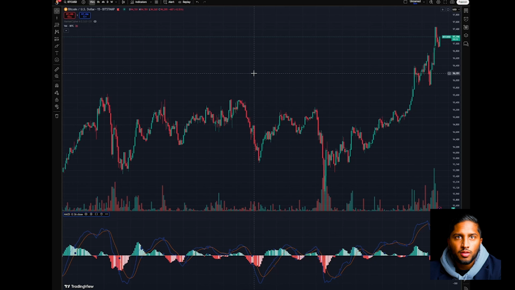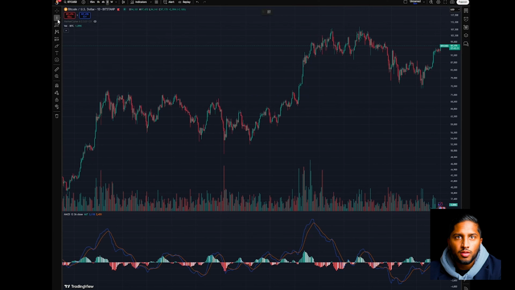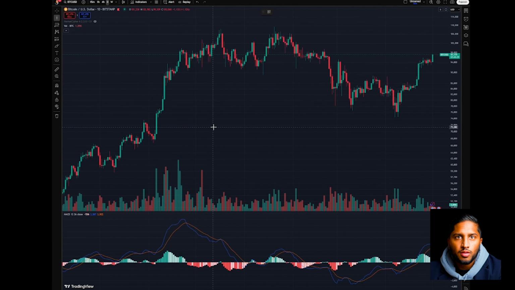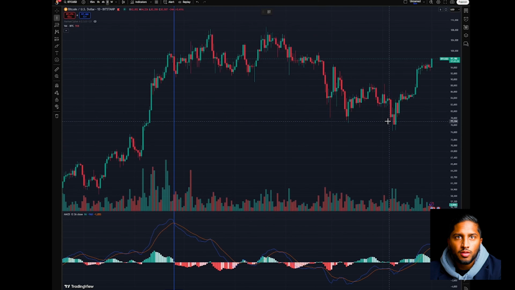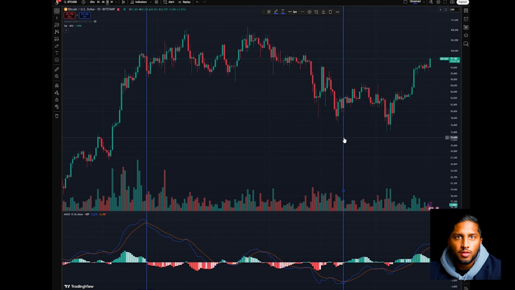Right now we're on the BTC on the daily chart. Let's go ahead and click this daily chart. Let's first just click this vertical line. Let's find some areas where they cross like this. So I'm gonna put a vertical line there. Let's look for another one. Let's do this one right here.